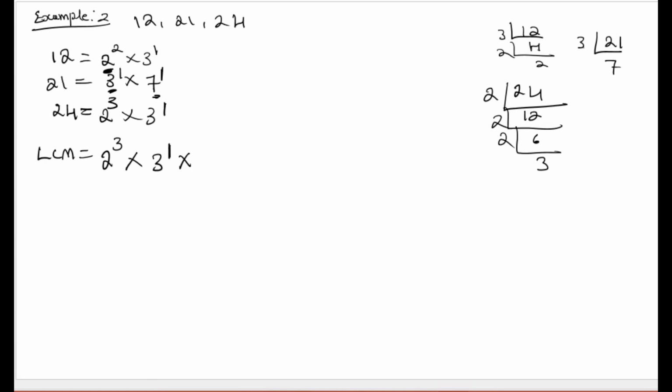Okay, into, what's the next factor? 7. What's the highest power? Only 1 is there, right? So you need to take 7 to the power 1 only. Clear? First I am writing the canonical representation or prime factorization.